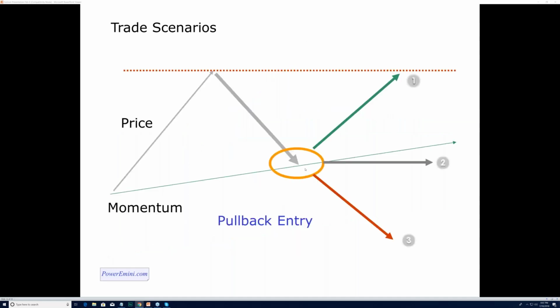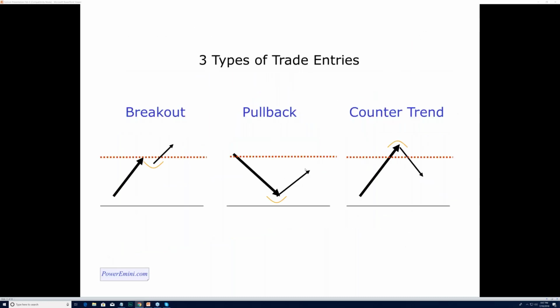So what I've shown you is that all three types of entries have the same exact type of failure problem, right? The breakout can fail to break out and fizzle and come back down and hit your stop. The pullback can fail to bounce and just continue to pull back against your stop. And the counter trend move can fail to pull back and revert back to the mean and keep on trucking, and then you're stopped out.